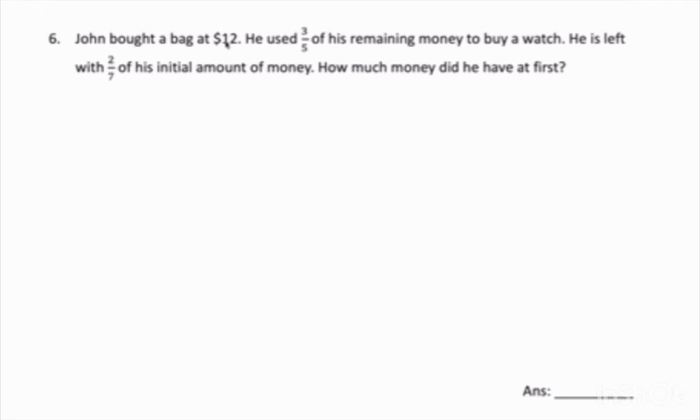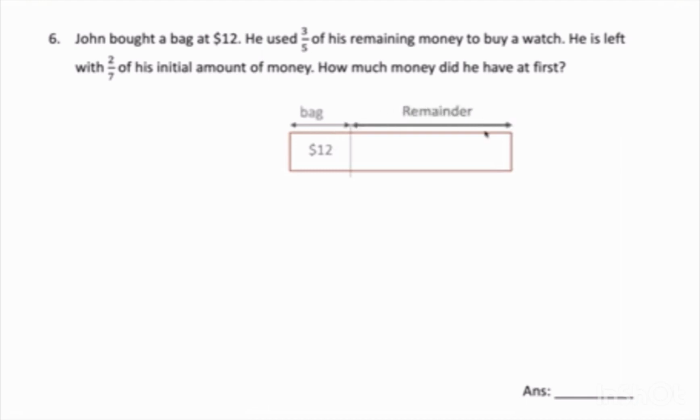So John bought a bag at $12. He used 3/5 of his remaining money to buy a watch. Again, the keyword remaining tells you to draw a model. So this bar represents all of John's money. Cut out $12 to buy a bag. The rest is the remainder. I will indicate very clearly where the remainder is. I'm going to redraw the remainder. And I see from this statement, the remainder must have 5 parts because it says 3/5 of the remaining money. So 5 parts, 3 parts is to buy a watch. The rest is left.